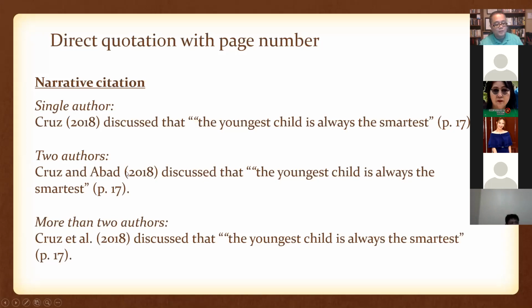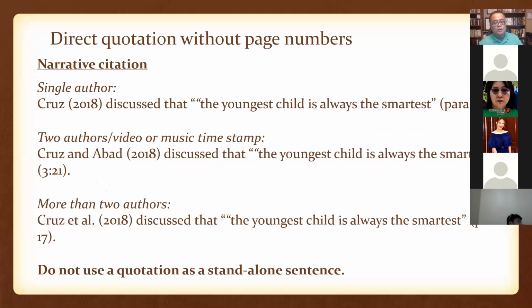For 2 authors, ganun din, yung "and" magiging spelled out na siya. Cruz and Abad, 2018 discussed that the youngest child is always the smartest, page number, tapos yung period. More than 2 authors, Cruz et al. discussed that the youngest child is always the smartest, page number, tapos period. Ito yung direct quotation with page number. Ito naman yung direct quotation without page numbers.